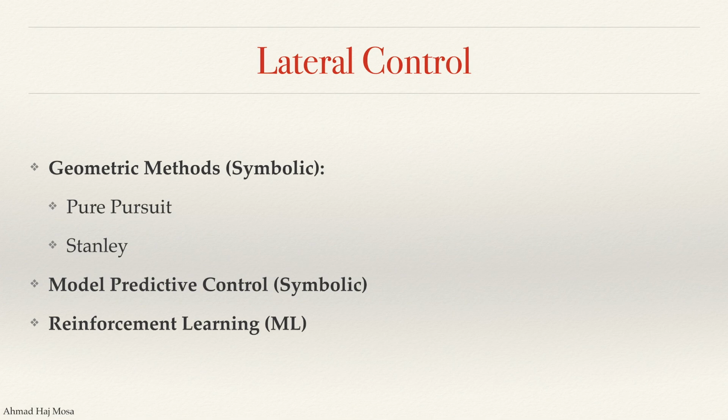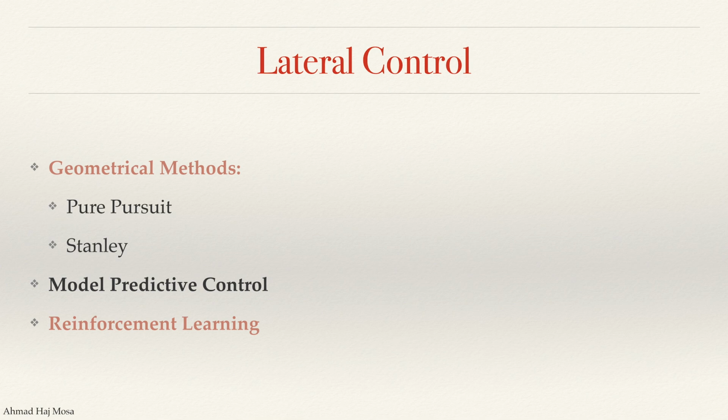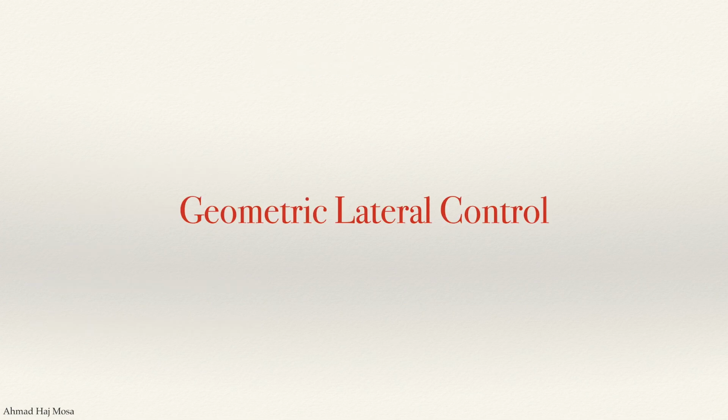which is also symbolic. And of course, there is the machine learning based approach, which mainly uses reinforcement learning control systems. So in part 4, as I said, we will cover symbolic models, and we mainly will focus on the geometric method. I will not cover model predictive control in these tutorials because we don't actually have the mathematical model or the plant model of the car. So we'll deal with it as a black box. And for that, we have two options, either the geometrical method or the reinforcement learning method, which would be in part 5. So we will start with geometric lateral control.